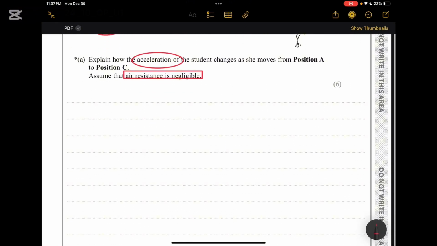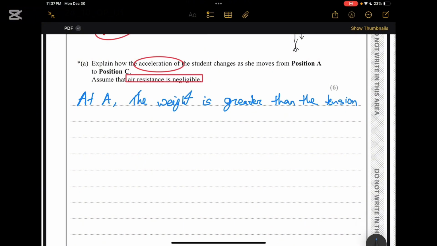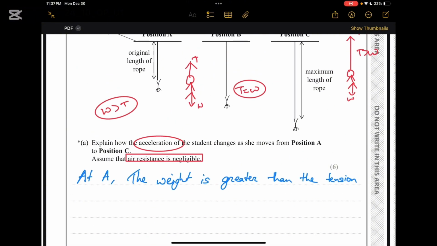We can write at A, the weight is greater than the tension. So why is the weight greater than the tension? Because the distance fallen by the student is still equal to the original length of the rope.